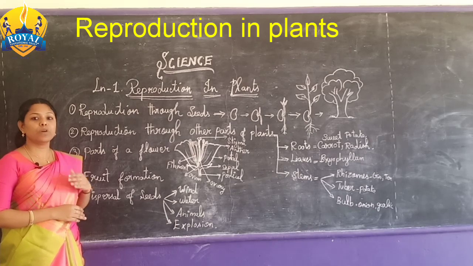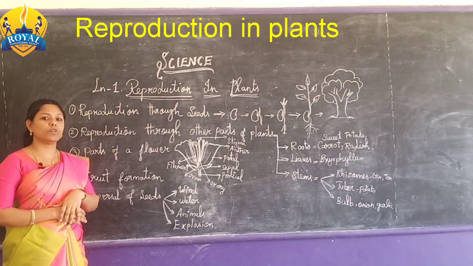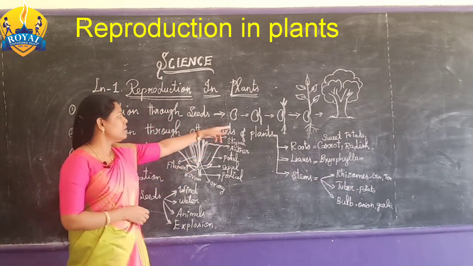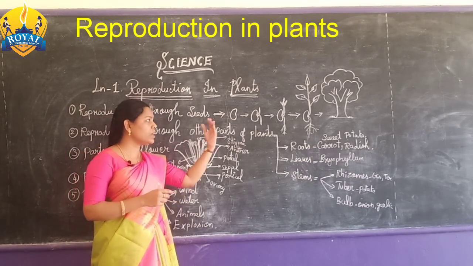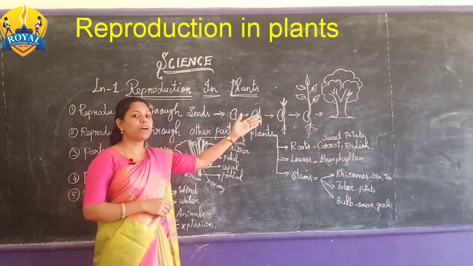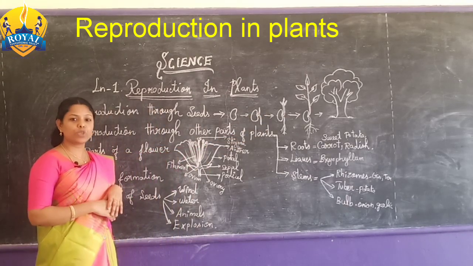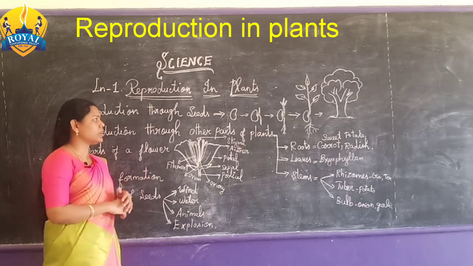The plants go through the process of reproduction through seeds. First, can you see that seed? This is the seed. How will the seed germinate to give rise to a new plant, a baby plant, an adult plant and a big tree? Now we are going to learn about that. Let's concentrate here.